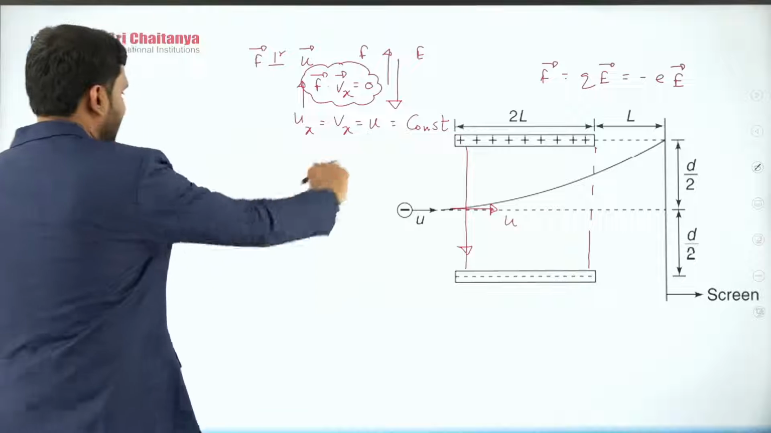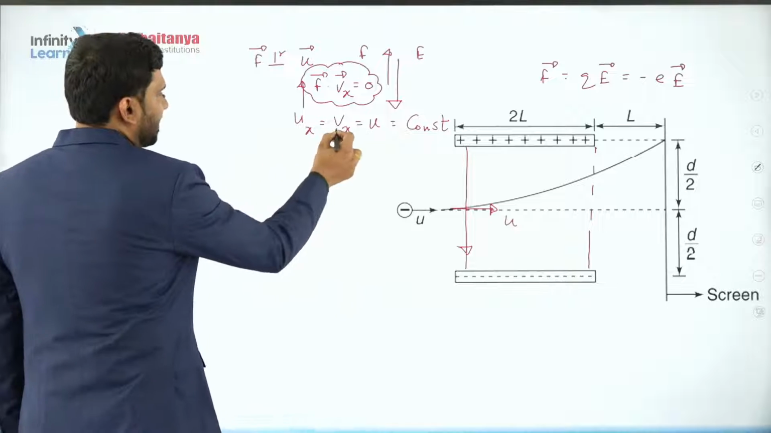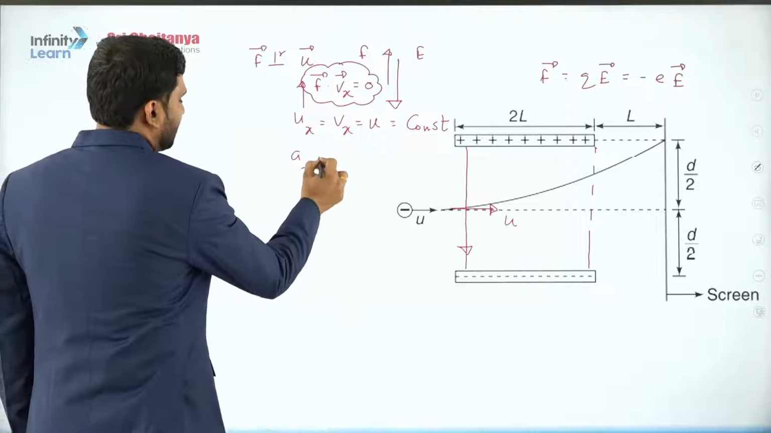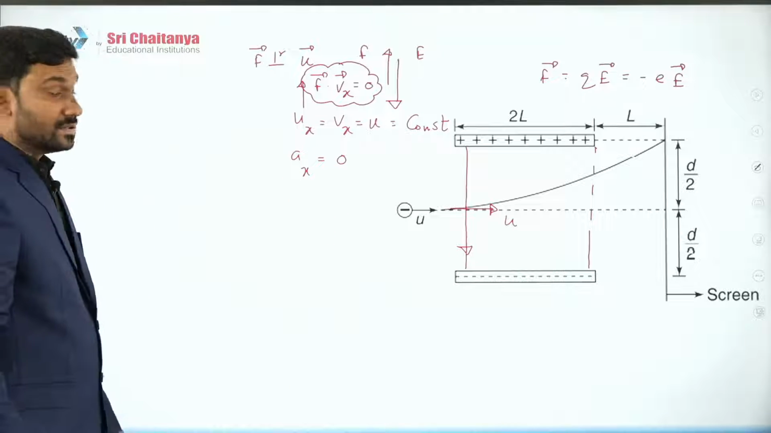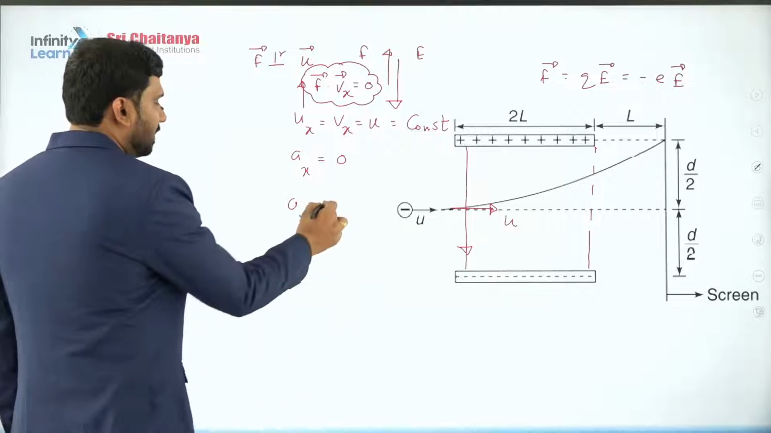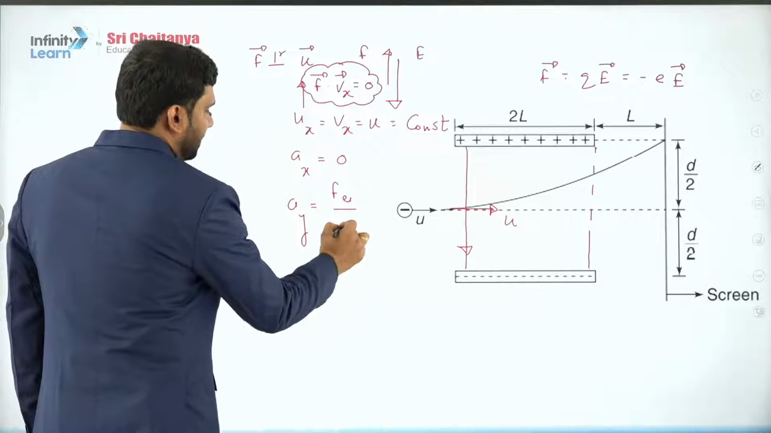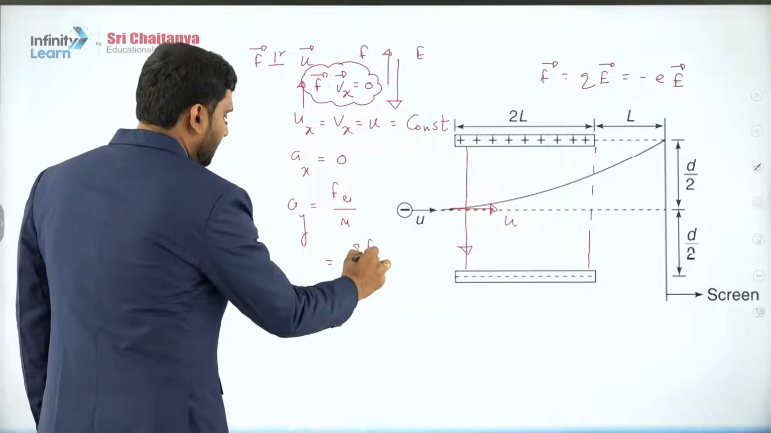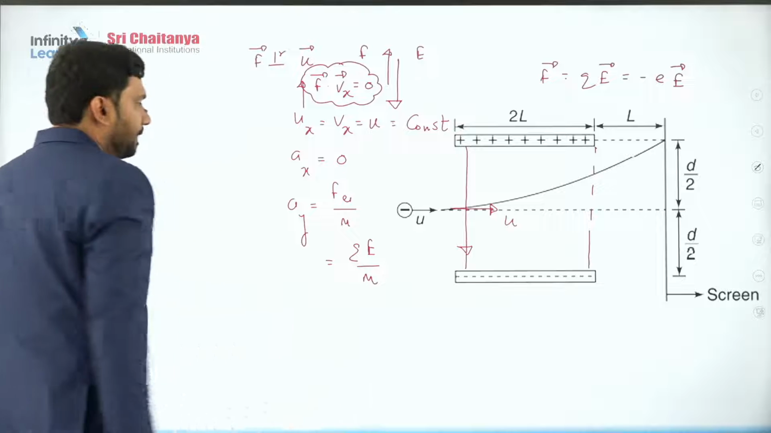I repeat once again what I have written here. Ux equal to Vx equal to u, which is constant. Ax, the acceleration along the X axis, is equal to 0. The acceleration along Y is simply equal to F electrostatic by the mass of the electron. F electrostatic is how much? Q into E divided by m.